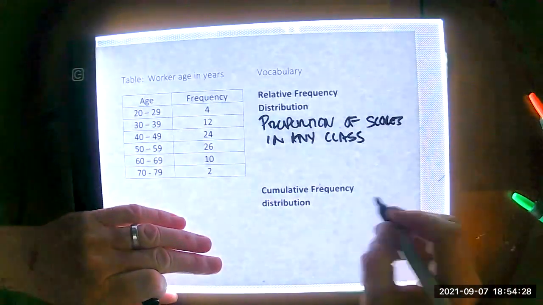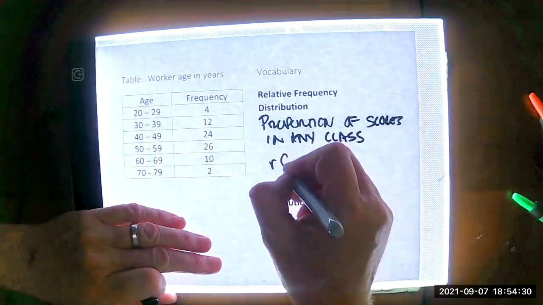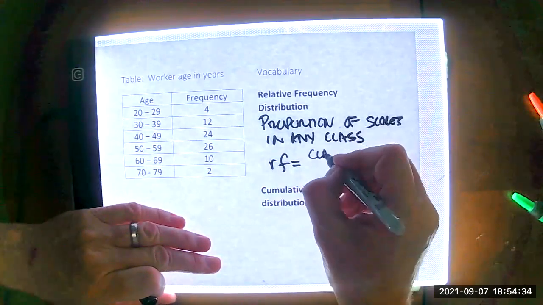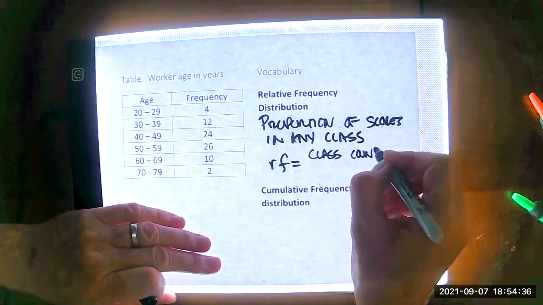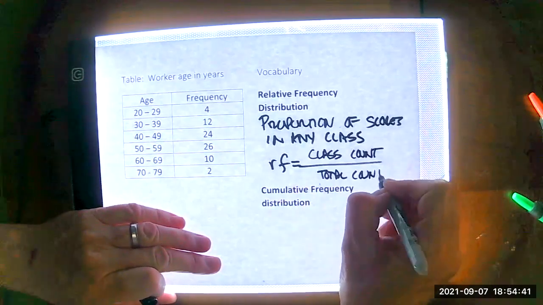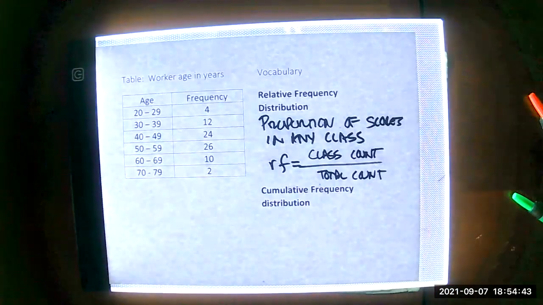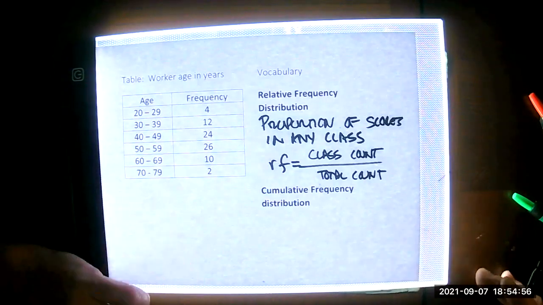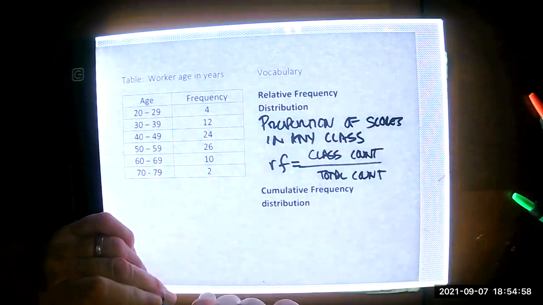And we find that relative frequency, which I abbreviate RF, by taking the class count and dividing it by the total count. So relative frequency distribution means I've got to do a number of calculations. The first is to find N. And I'm going to give you the second definition first, then I'm going to come back and run them both together.